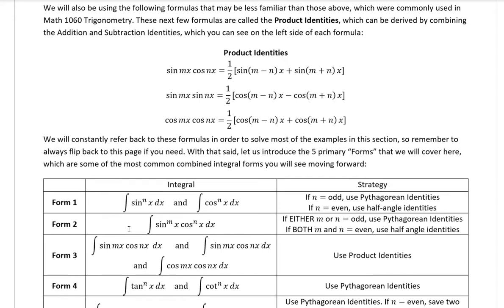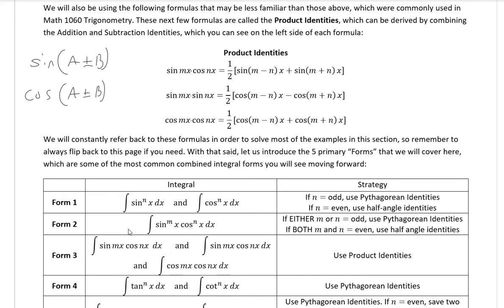These are called the product identities, and these are basically what happens if you take the addition and subtraction identities, so the ones that look like sine of a plus or minus b, or also cosine of a plus or minus b, and if you were to combine both of these together. What you would get is just one of the terms that would have sine and cosine in it with some amounts of a or b. And these are the product identities, because we are taking a product of sine times cosine, or cosine times cosine.